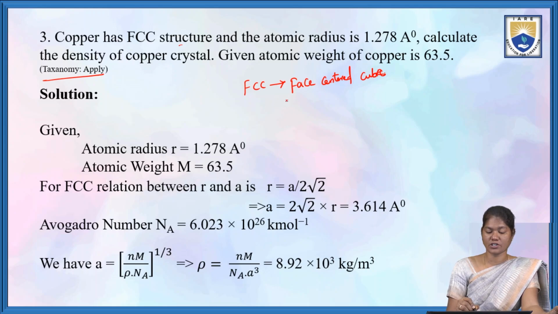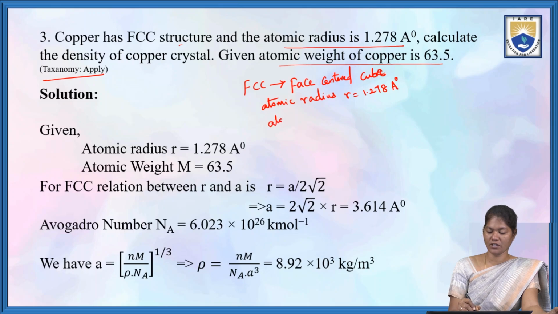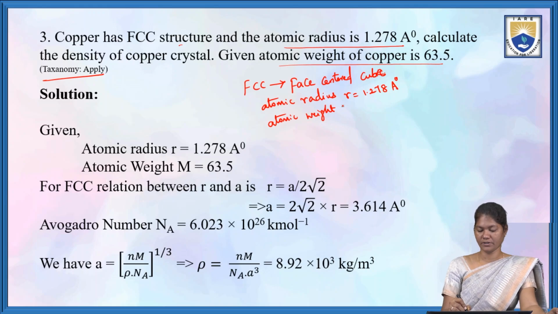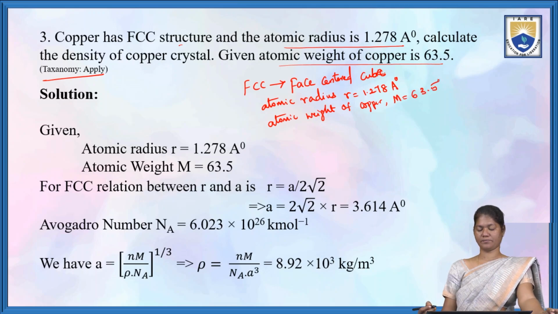Copper has an FCC structure. The atomic radius R is equal to 1.278 angstroms. And we need to calculate the density of the copper crystal. The atomic weight has been given. The atomic weight of copper, capital M, is equal to 63.5.